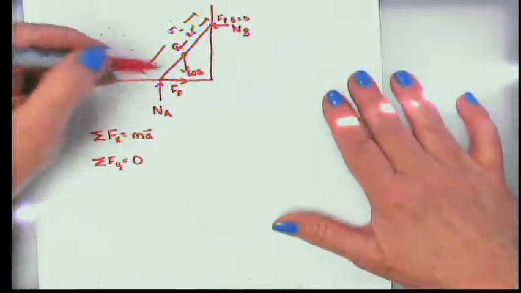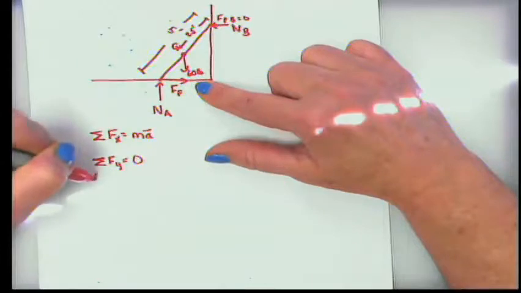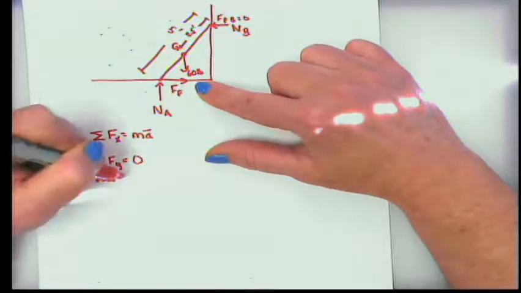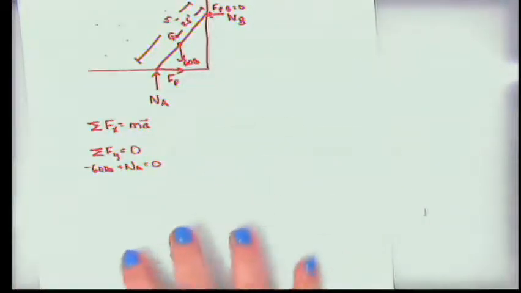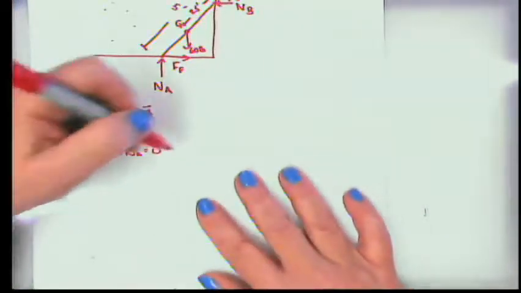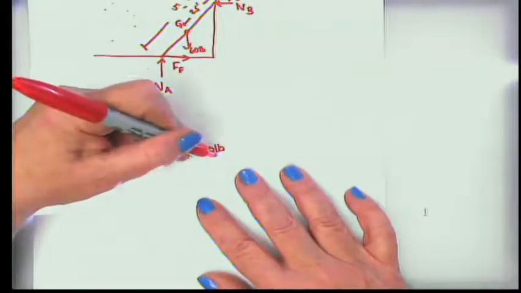If we take a look at the vertical direction, we have 60 pounds acting downward and the normal force at A acting up, and those two things added together equal 0. So that tells us that the normal force at A is equal to 60 pounds.